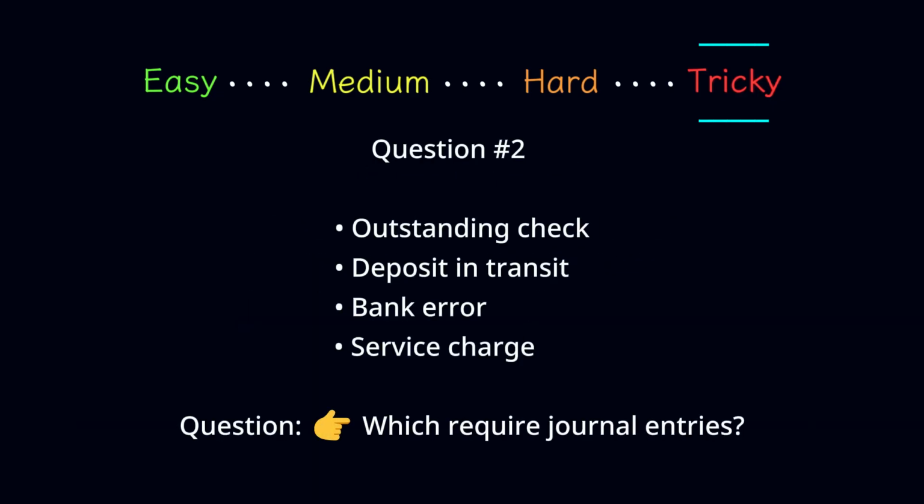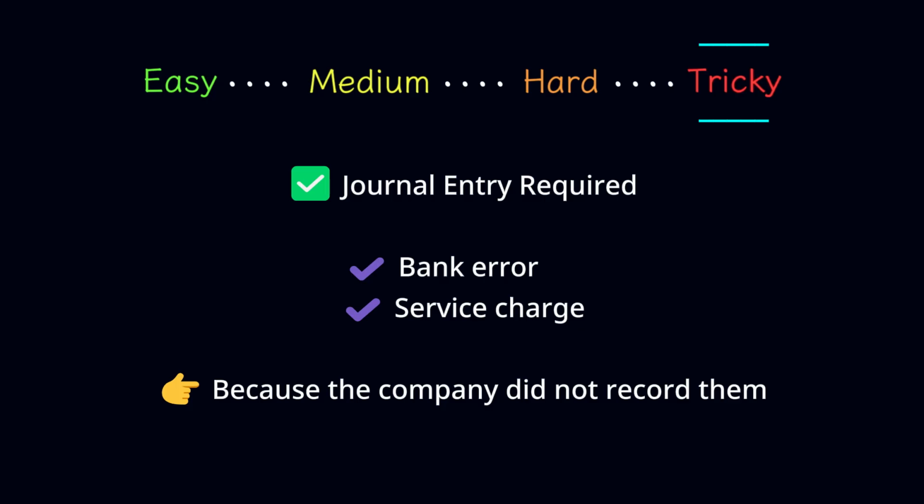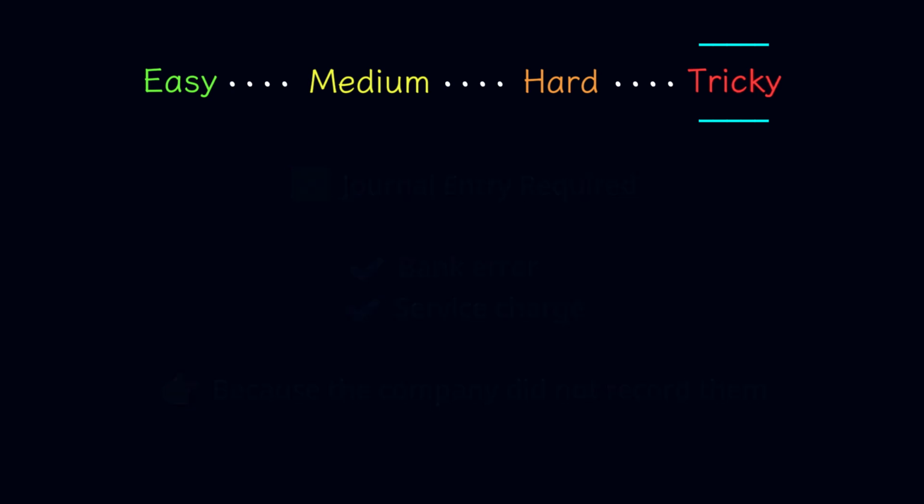Now look at this list. Outstanding check, deposit in transit, bank error, service charge. Which ones require journal entries? Stop and think. Outstanding checks? No, timing difference. Deposit in transit? No, timing difference. Bank error? Yes, the company didn't record it. Service charge? Yes, the company didn't record it.